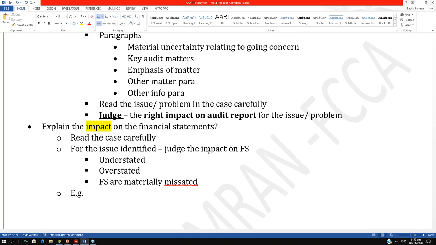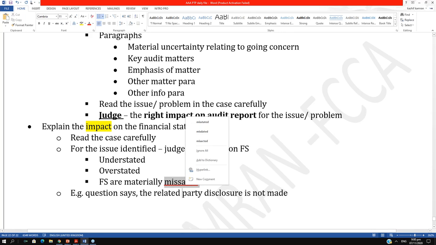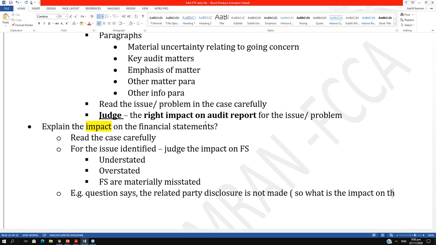Suppose, for example, the question says the related party disclosure is not made. Do you need to write the impact on the opinion, or the impact on the financial statement? The question says the related party disclosure is not made. So what is the impact on the financial statement? Do you all agree that the financial statements are materially misstated because disclosure is not made? Agree, disagree? Okay, that's good.